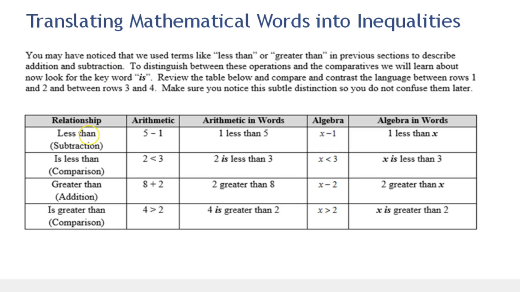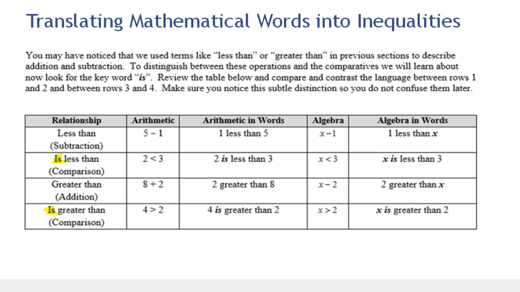So looking at this chart, I want you to notice the difference between the first 2 rows. When we simply stated less than, like 1 less than 5, that meant to subtract 1 from 5, or 5 minus 1. However, when we're talking about a comparison between 2 numbers, we use the words is less than as opposed to just less than. And notice we may say 2 greater than 8, that would imply addition. Is greater than implies a comparison.